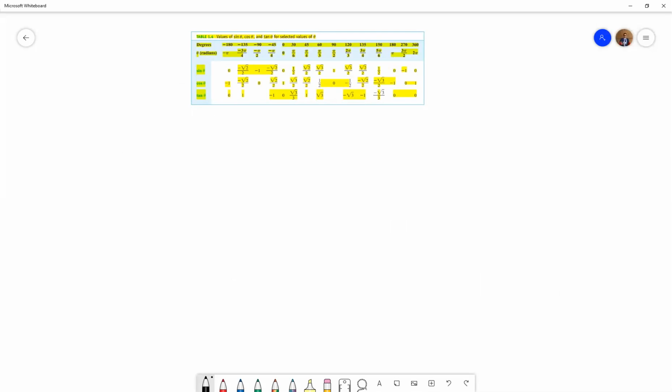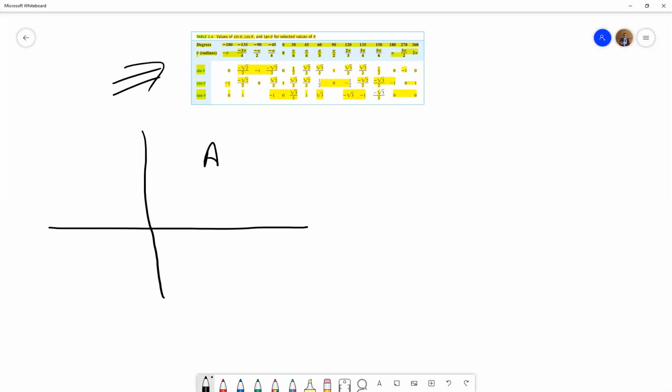And if you want, you can use this table to remember, summarize, or understand all things. And by the way, we also have something easier to understand: A, S, T, and C. What I mean? All positive here.